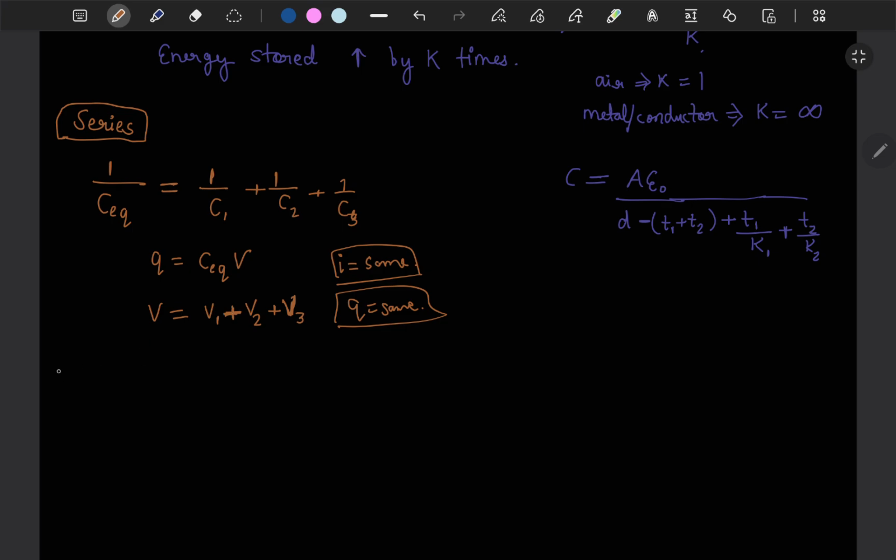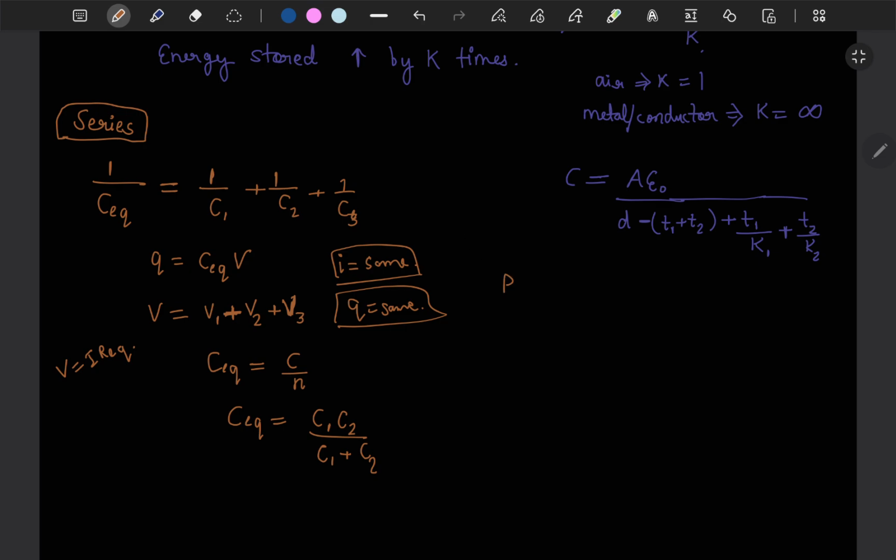In case of resistance, it was V is equal to IR, so R equivalent was R1 plus R2. Similarly, here we are using V is equal to V1 plus V2. But here V is equal to Q upon C equivalent. So C equivalent will be 1 upon C1 plus 1 upon C2. In case of identical capacitances, it will be C by N. In case of two capacitances only, similarly to the parallel resistance formula, we will use C1 C2 upon C1 plus C2 for easy calculations.